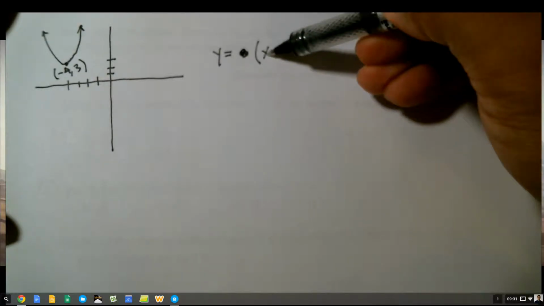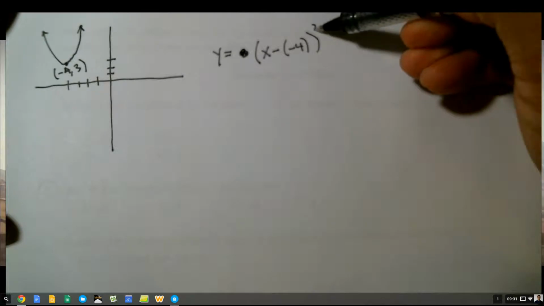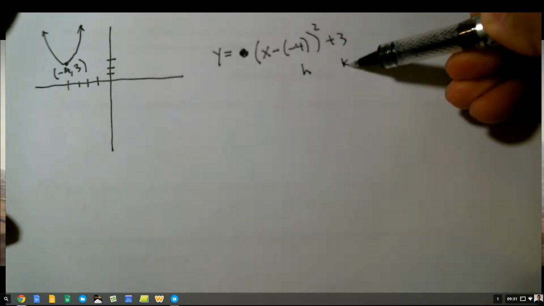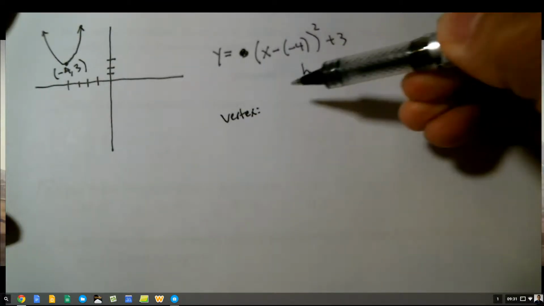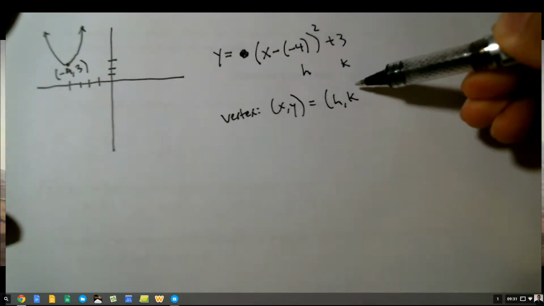So if we were to write this in vertex form, how would we do it? Well, we could write y is equal to, we know the a value is 1, x minus negative 4 squared plus 3, because this is my h and this is my k. We said before the vertex of the x and y coordinate is equal to the h and k value.